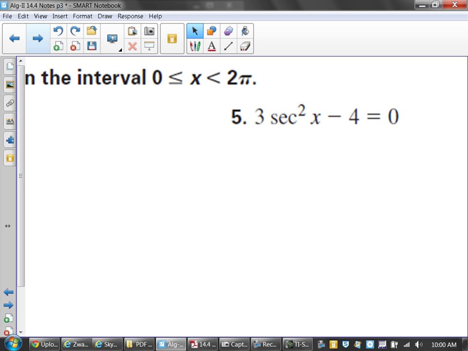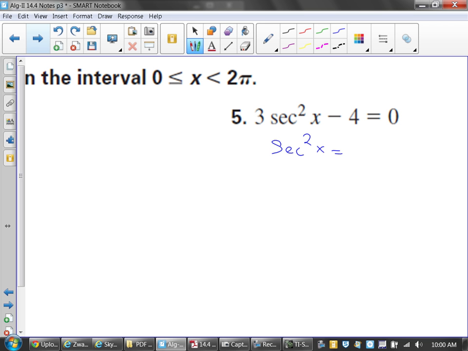Just add 4. Add 4. Very good. So we're going to start with secant squared of x is going to equal 4 divided by 3. Everybody okay with that?